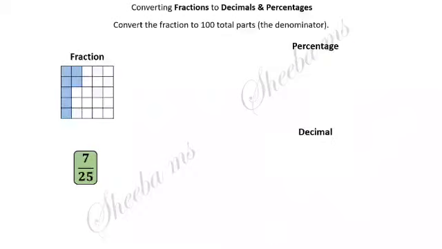Now the next one, 7 by 25. We want to make 7 by 25 into percentage. It is easy to take the percentage first. So let us change the denominator to 100. For changing the denominator to 100, think how many 25s make 100. 4 25s make 100. So here also we have to multiply this 7 by 4.